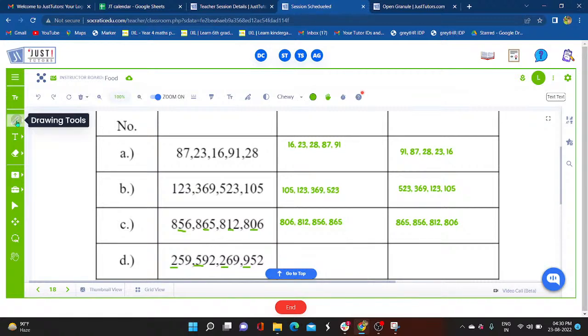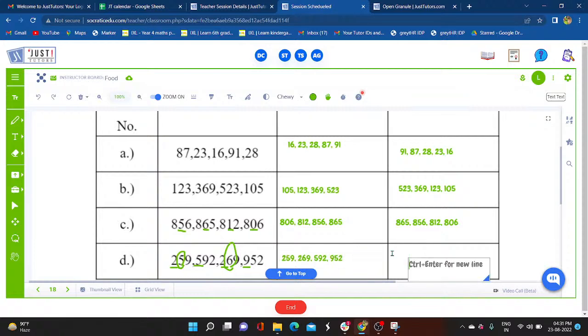So we have to check which one is smaller. Is it 259 or 269? So we would look at the next digits, that is 5 in this case, and in this case it's 6. So definitely 259 is the smallest. So 259. Then we have 269. Then 592 and 952.